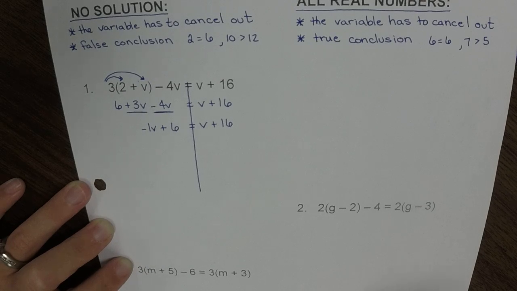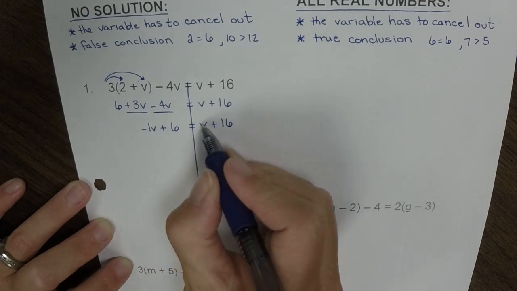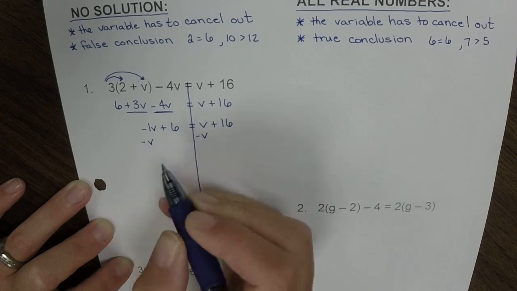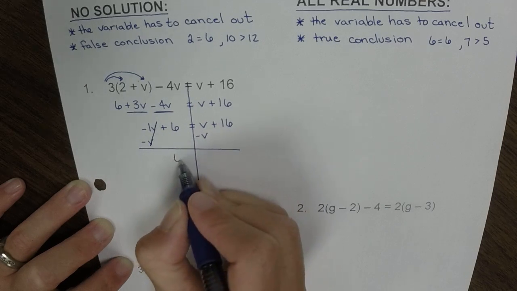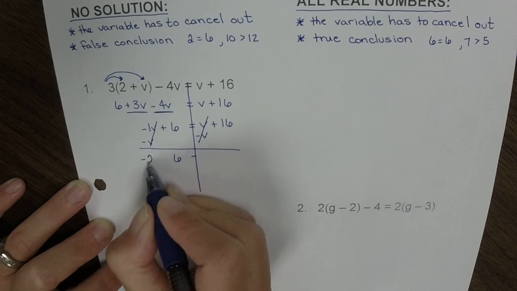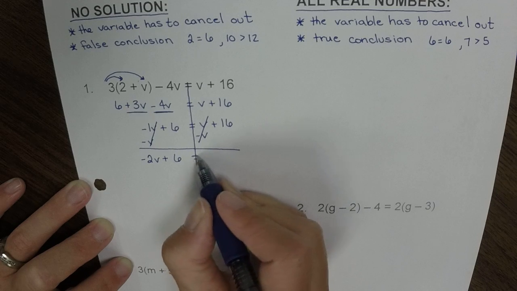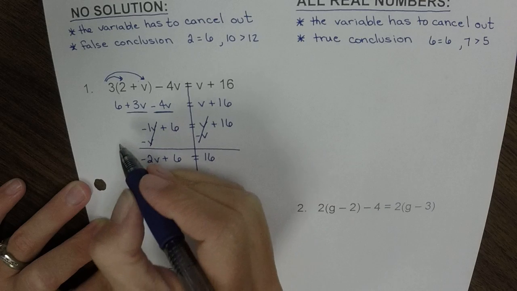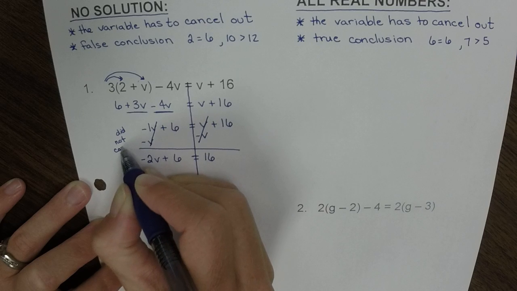So now I need to put my v's together. So I always move my variables to the left. This one is positive, so to move it to the other side, I'm going to do the opposite. Oops, sorry, these cancel. This would give me minus 2v plus 6. I'm a little slow this morning. And then this is 16. These did not cancel. Hopefully you didn't do it before I did.